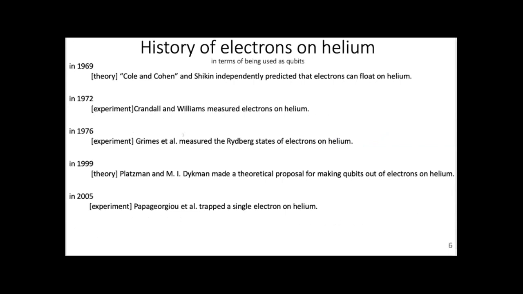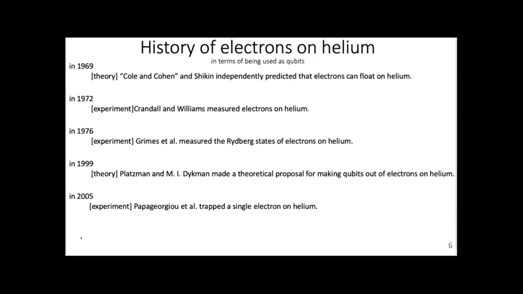This quantum system is called the Rydberg state. I will explain what the Rydberg state is later. In 1999, our first theoretical proposal of using electron on helium as a qubit was published. And in 2005, a single electron was trapped on the surface of helium for the first time. So we would like to make a single electron as a qubit.